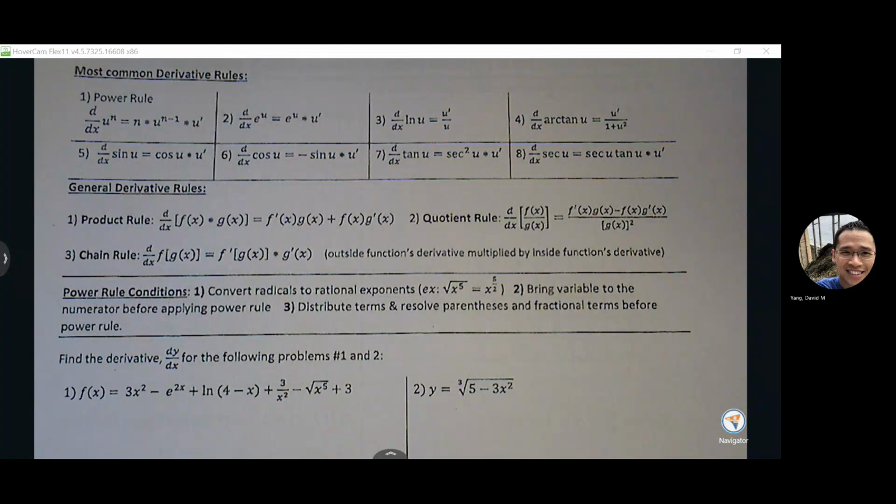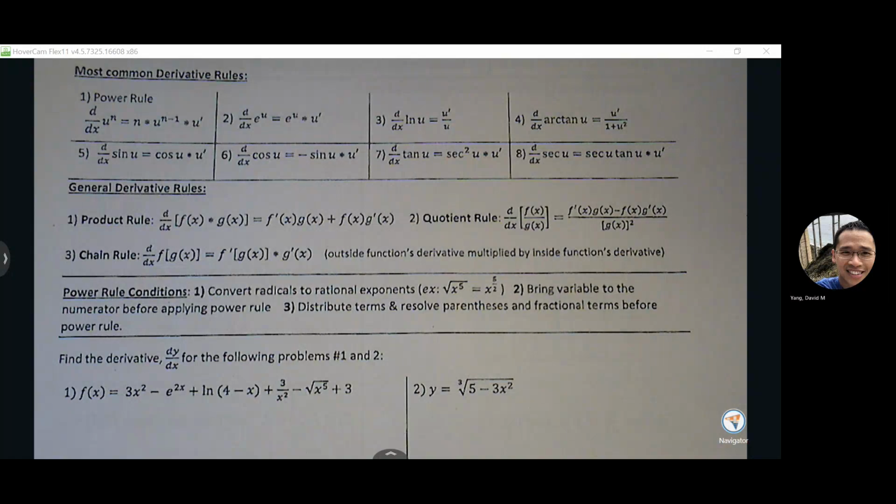Okay. So if there's a radical, we convert to a rational exponent. Make sure you bring the variable to the numerator before applying power rule. We can't do power rule if variables are in the denominator. And then third, we distribute terms and resolve parentheses and fractional terms before power rule. So if there's any x stuck with another x with parentheses, we can't do power rule unless we can find a way to merge them all together.